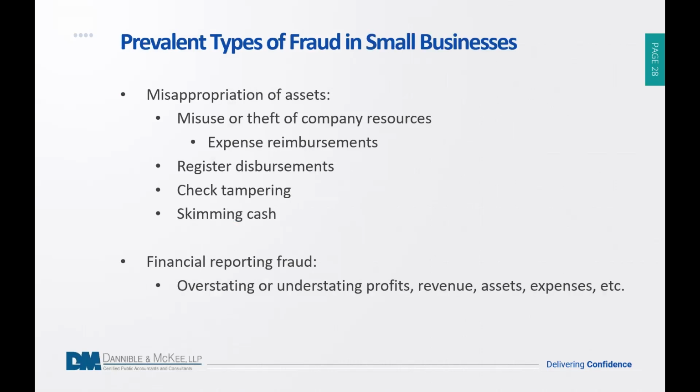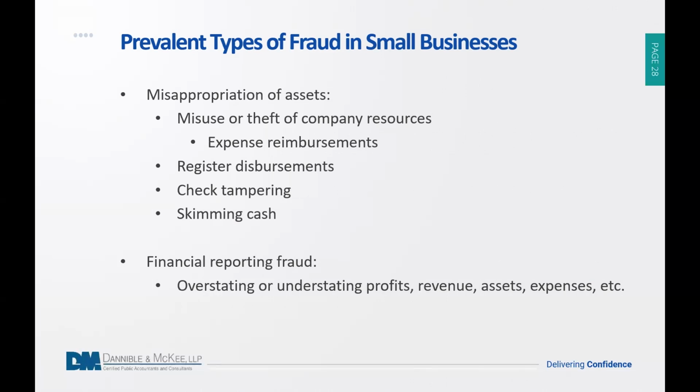The most prevalent type of fraud in small business also is the misappropriation of assets, misuse or theft of company resources. Again, I'm going to use the expense reimbursement. Again, the Rita Crunwell example, extreme example. This expense reimbursement example might be the most minimal level, but they do add up over time. Registered disbursements, check tampering, skimming cash, theft of inventory.